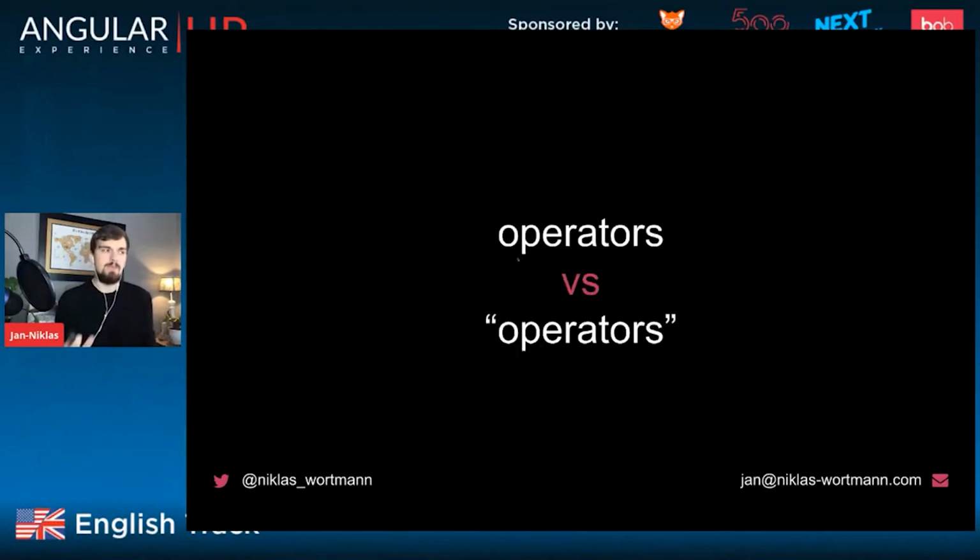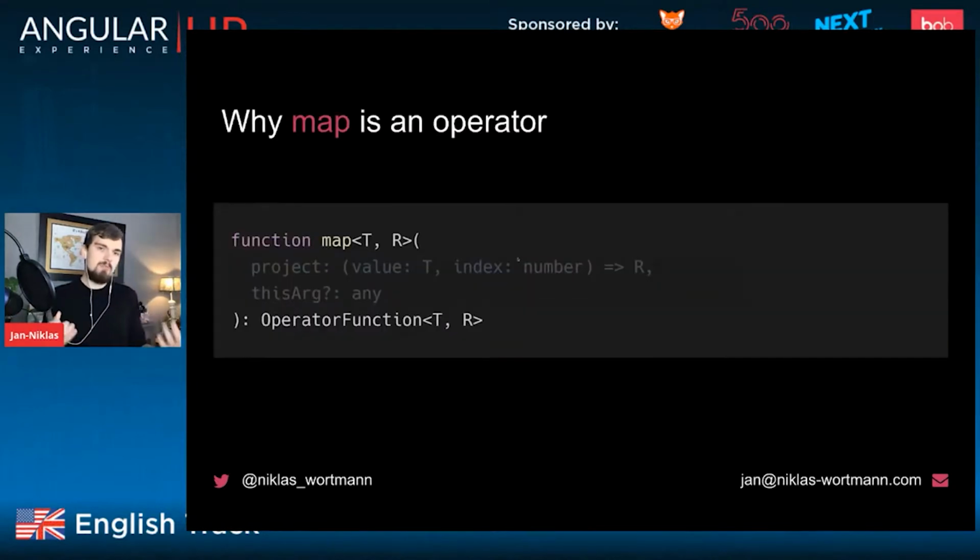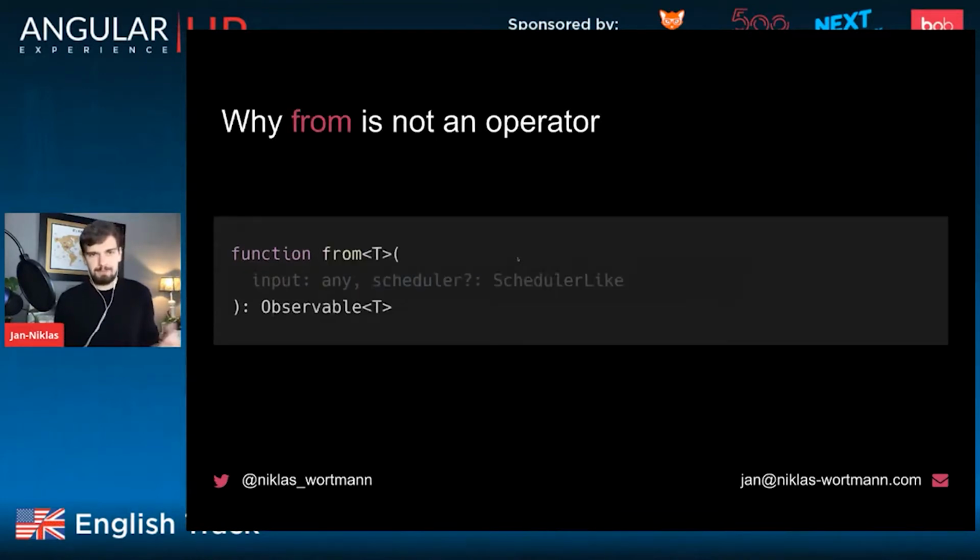What does that mean? Let me explain by some examples. Map is a really good example for a common operator, right? We have this function that we can apply on every observable that we want. It takes a projection function that we then apply on every element to create a new element, and therefore we return a new observable. From my point of view, from is not an operator because it does not add behavior to an existing observable. It creates a new observable. On top of that, it's also not composable, as you cannot pipe it.